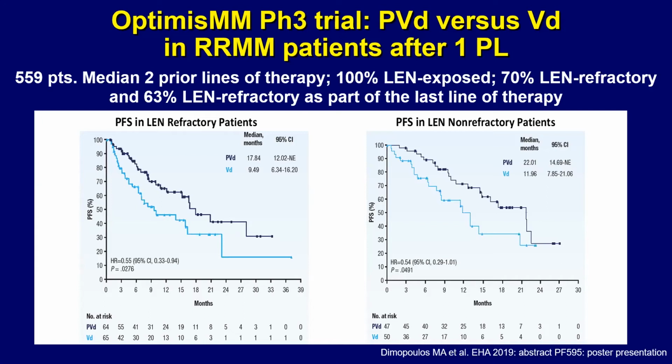In lenalidomide refractory patients, but in lenalidomide non-refractory patients the p-value is borderline, 0.49. Next, please.